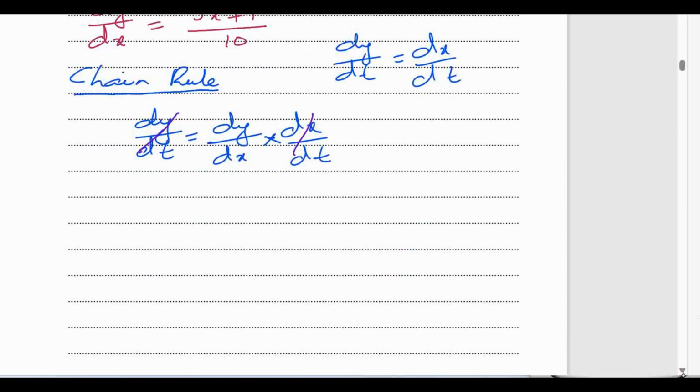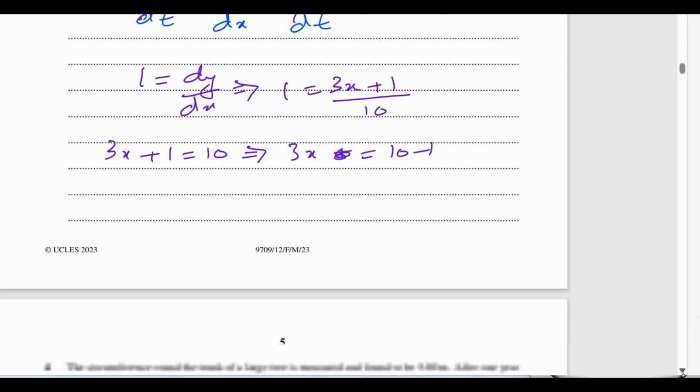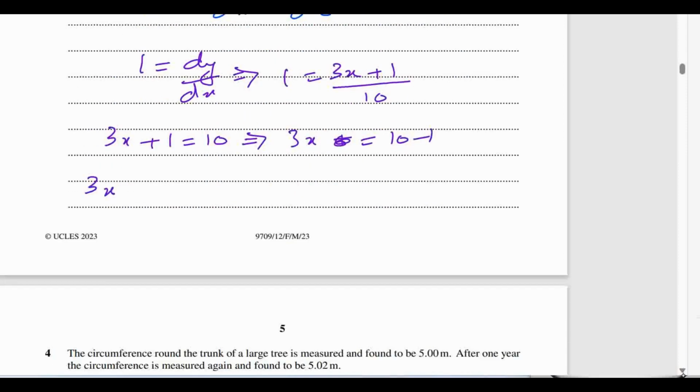So this will be 1 equals dy by dx, and we know the value of dy by dx, that is (3x plus 1) whole divided by 10. So if we rearrange it, 3x plus 1 is equal to 10, and then 3x is equal to 10 minus 1, so 3x is equal to 9, and then x will be equal to 3. So this will be the final answer.